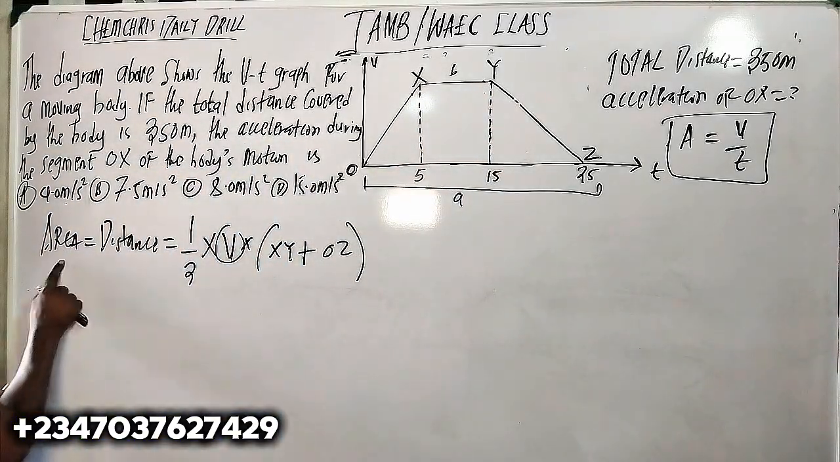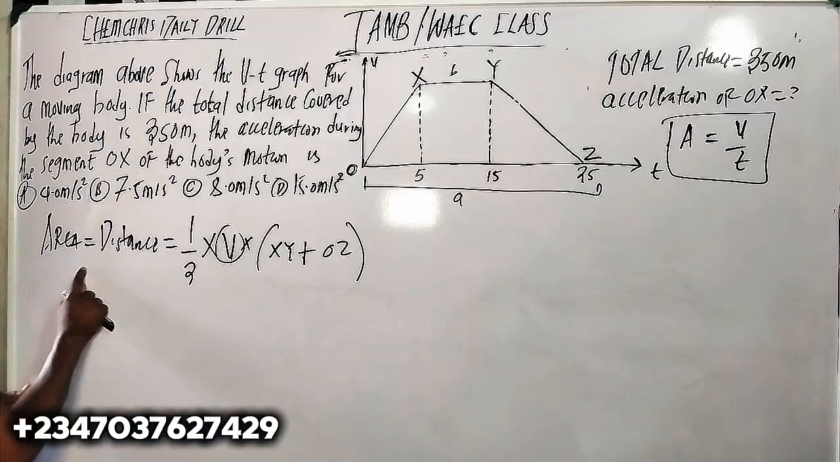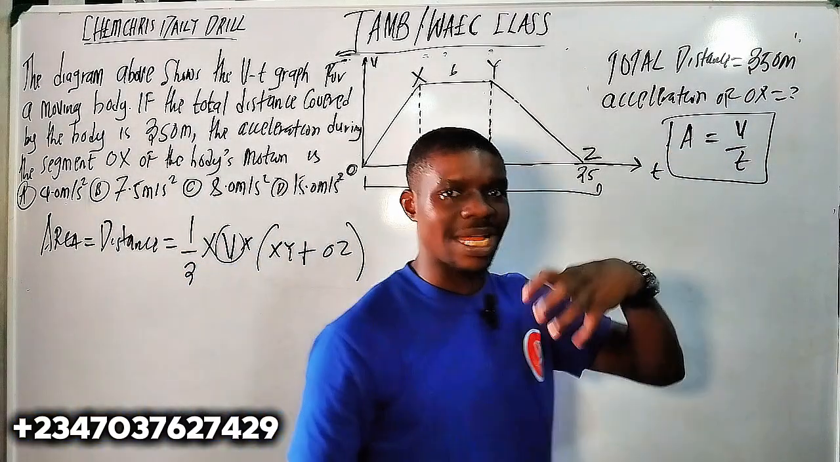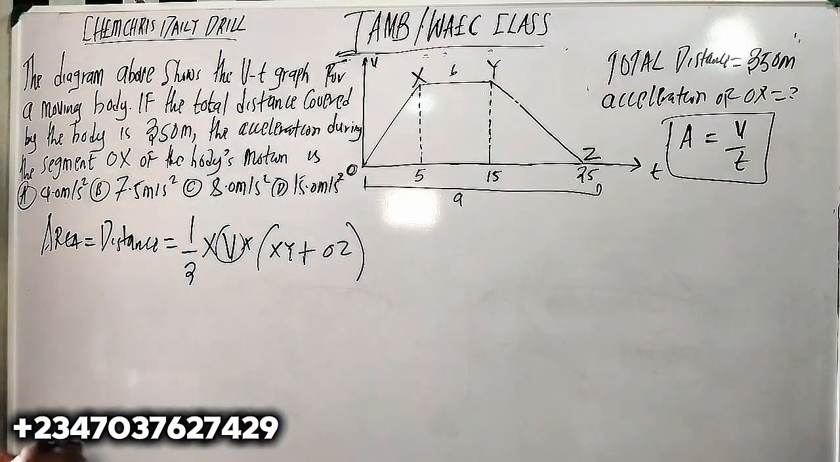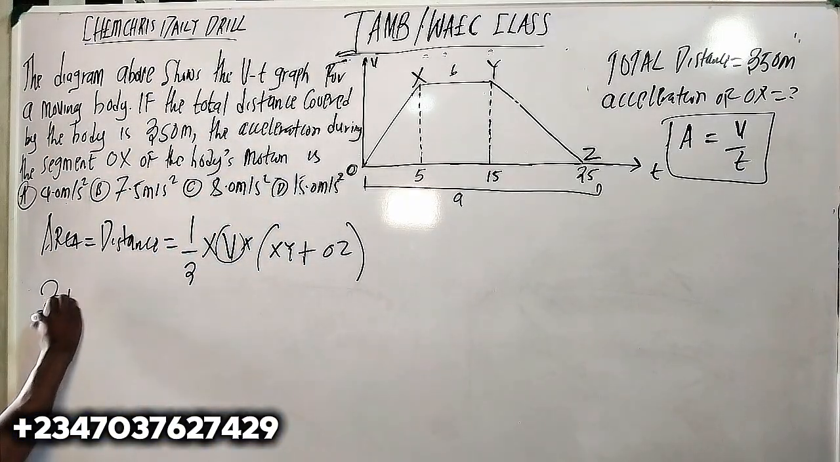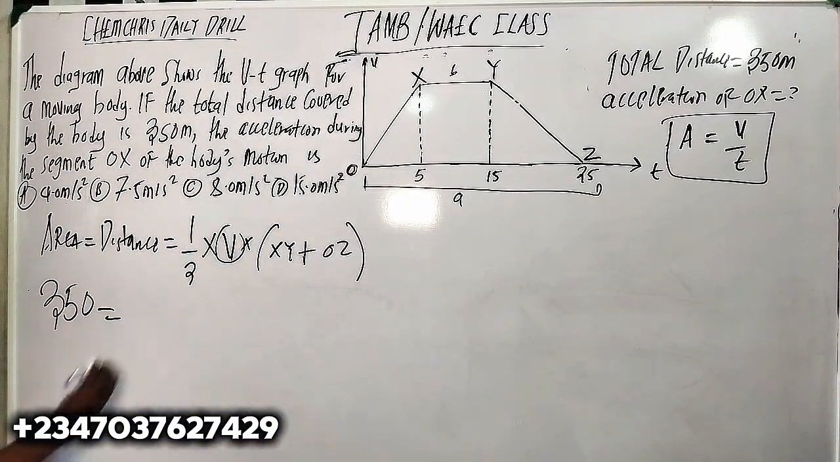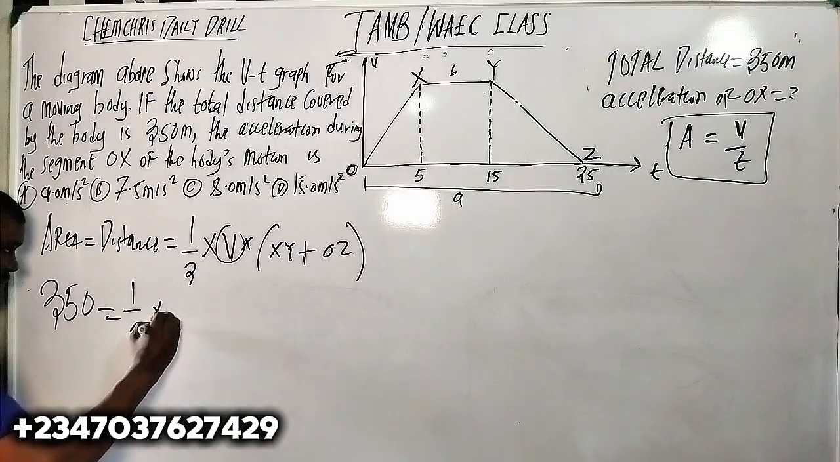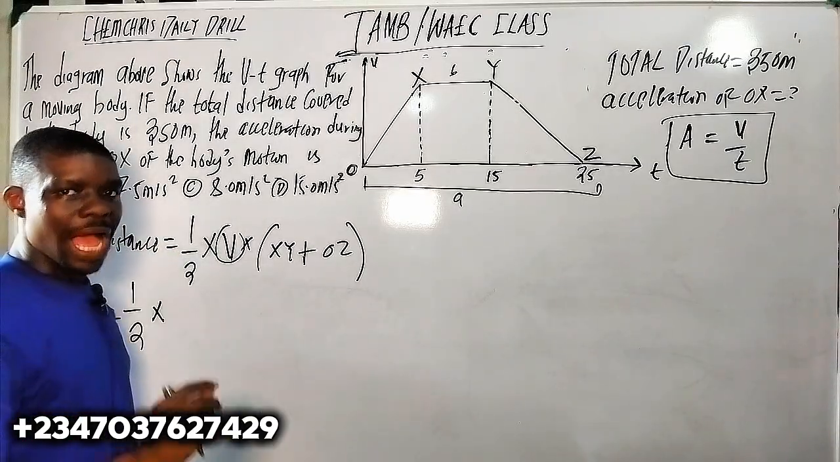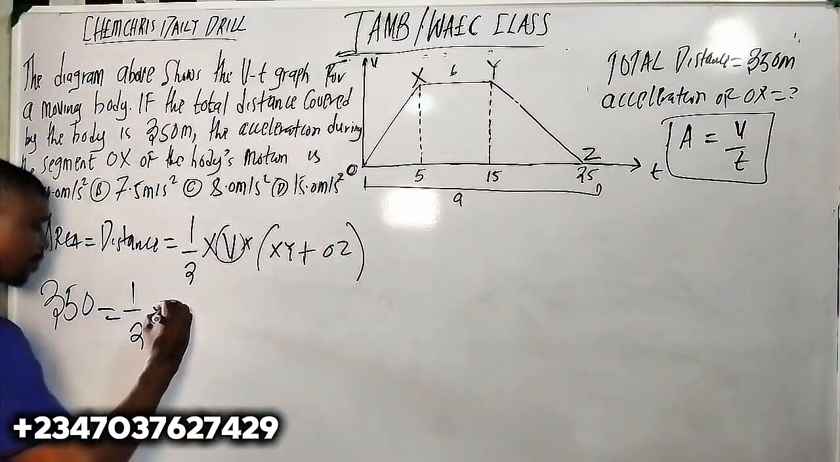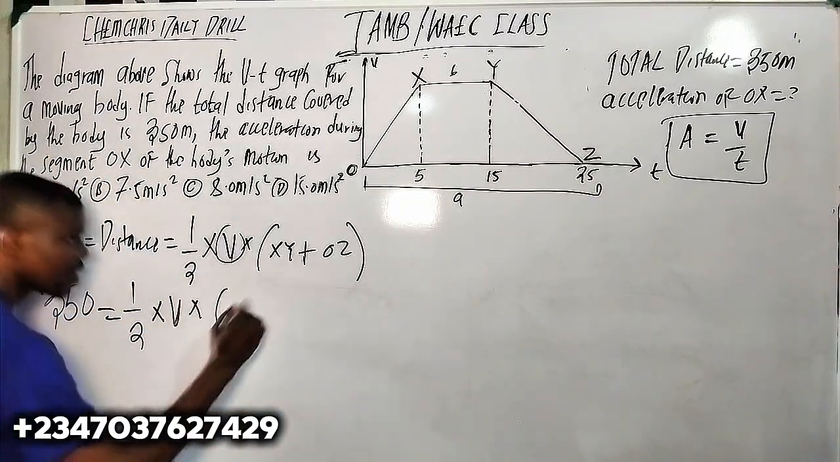So remember our area. What's our total area? Remember too that area is also the same as distance. My area is 350. So if we have 350 equals half times my velocity. I'm looking for my velocity. I want to calculate my velocity. So it's going to be V times XY.